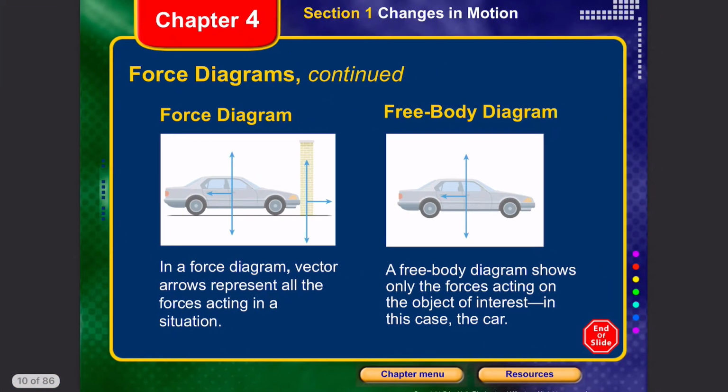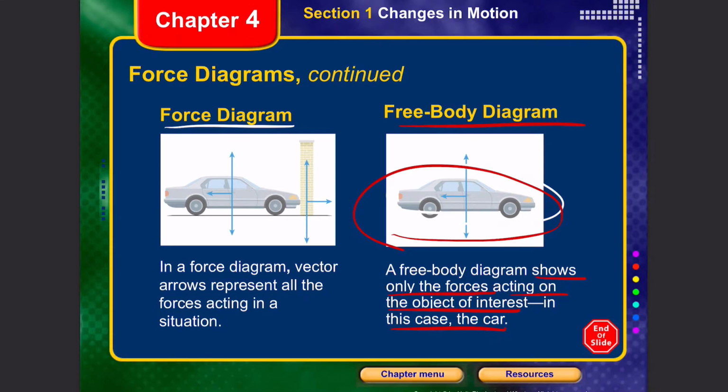Let's take an example of the two differences here. This is an example where a car is trying to hit a wall. The forces are shown on both these objects separately, and also the ground. Here the force diagram is only shown for the car. This diagram, shown only for the car, is an example of a free body diagram. A free body diagram shows only the forces acting on the object of interest, in this case the car.